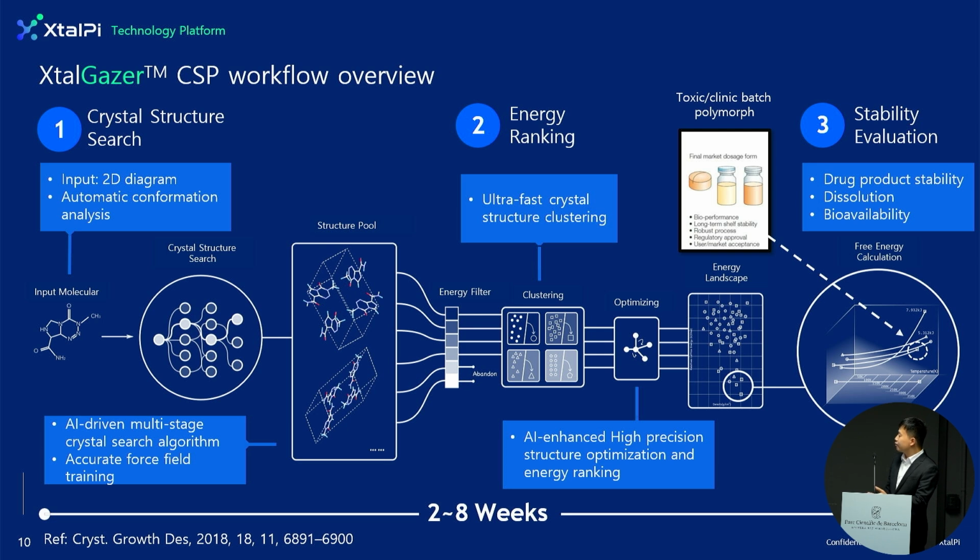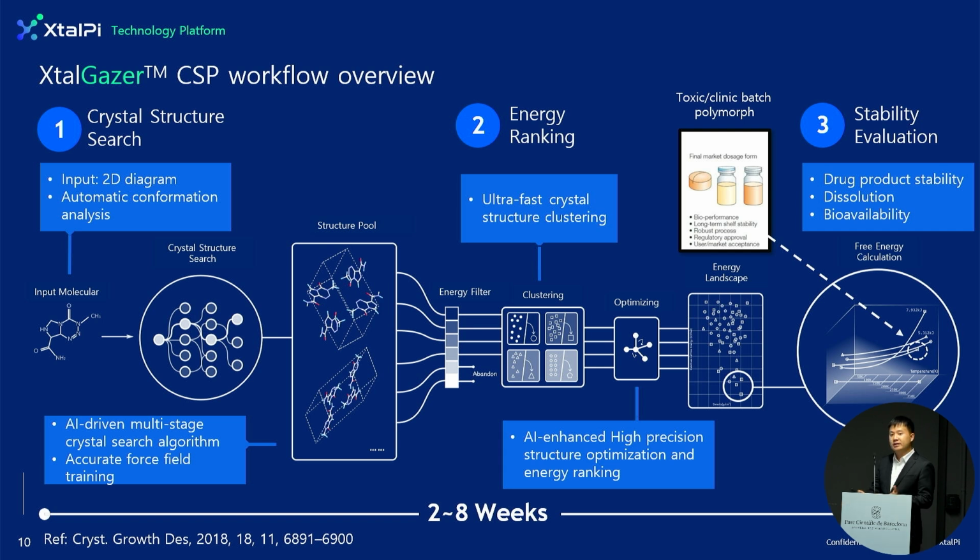This energy landscape is at 0 Kelvin. It doesn't represent the room temperature condition, right? So we will choose some low energy structures to perform the free energy calculation so that you are able to know theoretically which form is the thermodynamically most stable form at ambient condition. And this whole process can take 2 to 8 weeks, depending on the complexity of the systems.